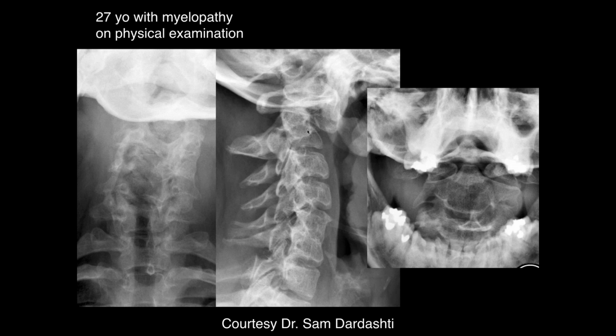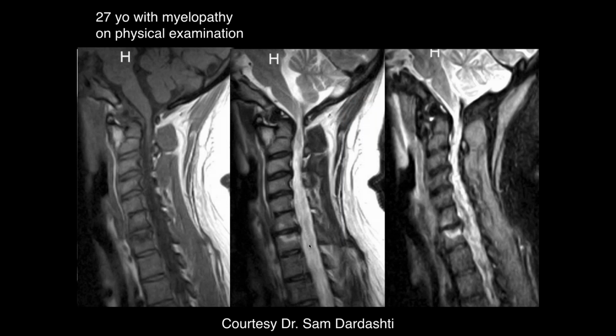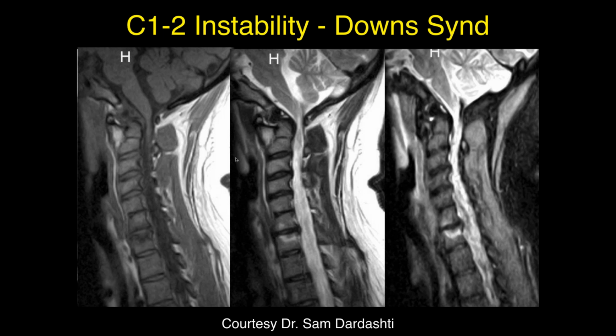Okay, so you can see that there's some deformity of the cervical spine here, as well as the congenital fusion. This is a 27-year-old. Here is C2, and we can see that there's a lot of space up here. Separation back there. So myelopathy of the cord. This is a patient who has Down syndrome.